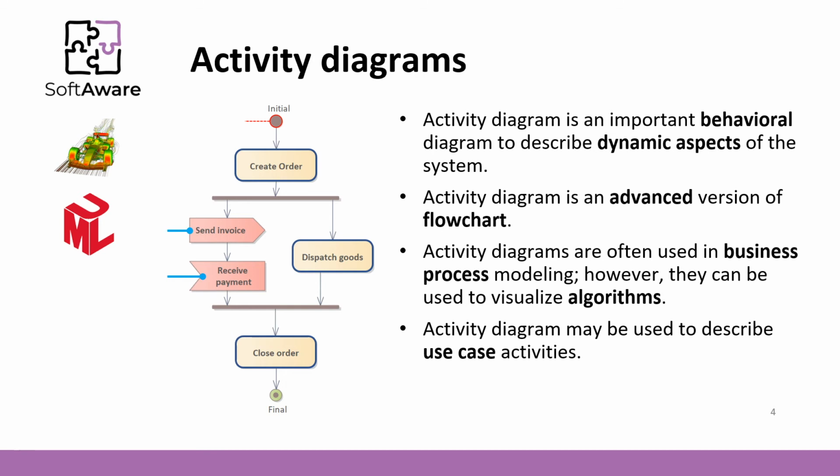The receive signal symbol, receive payment, demonstrates the acceptance of an event. After the event is received, the flow that comes from this action is completed. After all concurrent activities are finished, we use a synchronization line to join the two concurrent activities and proceed with the execution. Now that the goods are dispatched and the payment is received, we can close the order.